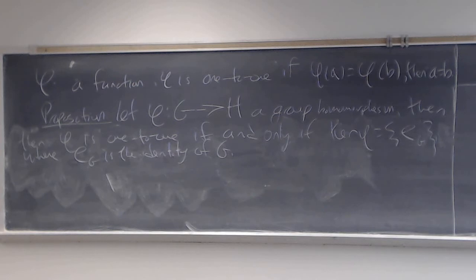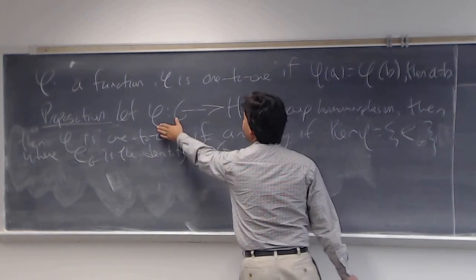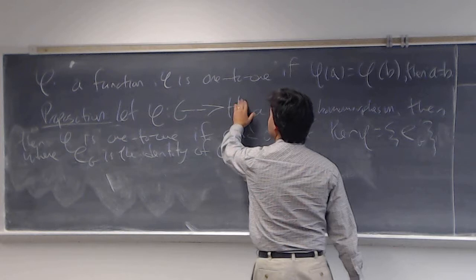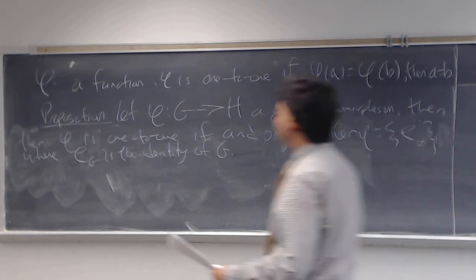And so we have a proposition now. If we have a group homomorphism, not just any mapping, then the mapping is one-to-one if and only if the kernel of the mapping is just the identity. So again, the kernel, recall, is the set of all elements in the domain that the function maps to the identity in the other group, the group that contains the range. So let's see why this is the case.